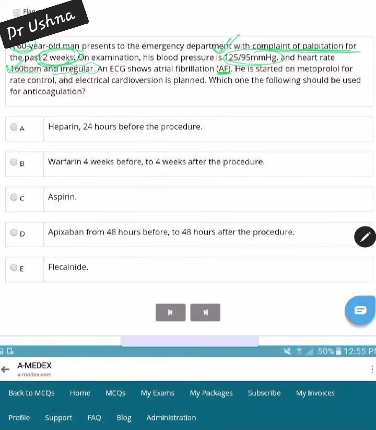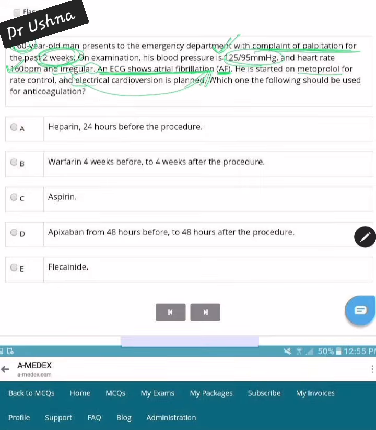Whenever there is an irregular heartbeat, this is a very important clue for atrial fibrillation. The scenario is clearly giving the diagnosis of atrial fibrillation. He is started on metoprolol for rate control, and electrical cardioversion is planned. Which of the following should be used for anticoagulation?